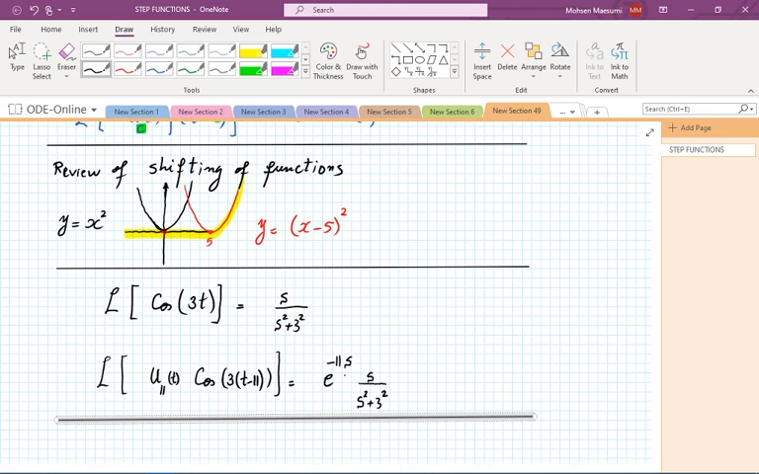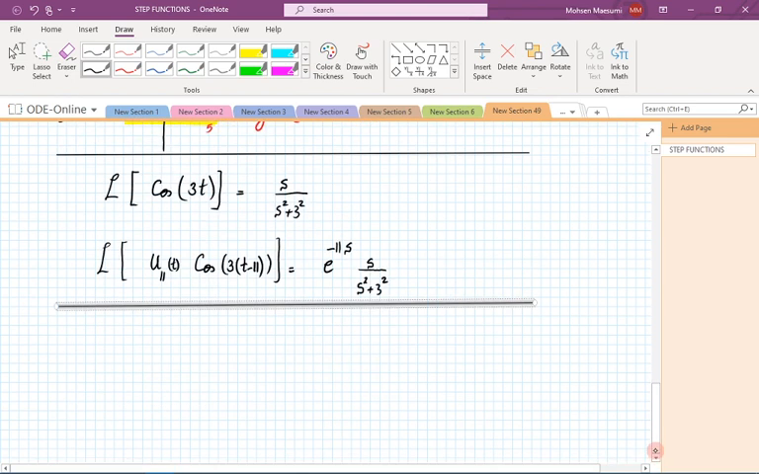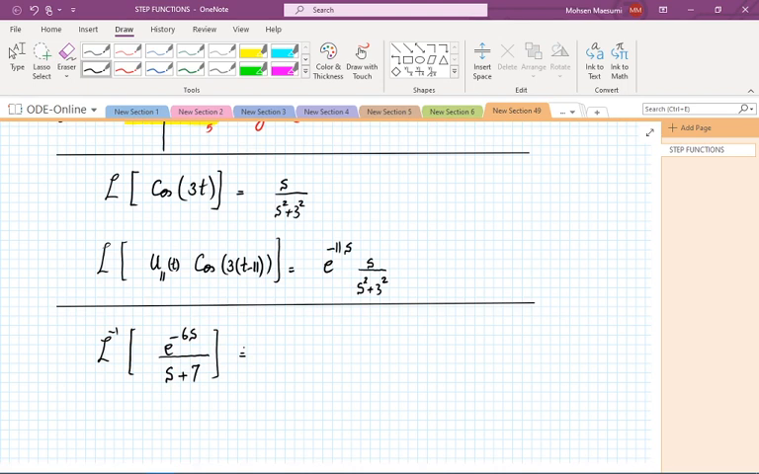Now let's go ahead and practice something else. Let me see if we can ask everybody to figure out what is the inverse Laplace transform of exponential of minus 6s over s plus 7. Okay, take maybe 2 minutes, maybe even more, to be absolutely sure of what your answer is in this case. What should we say?